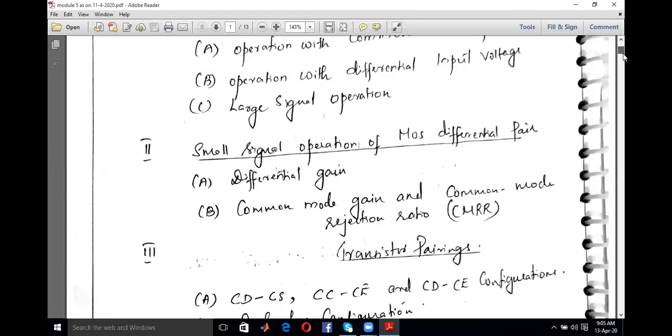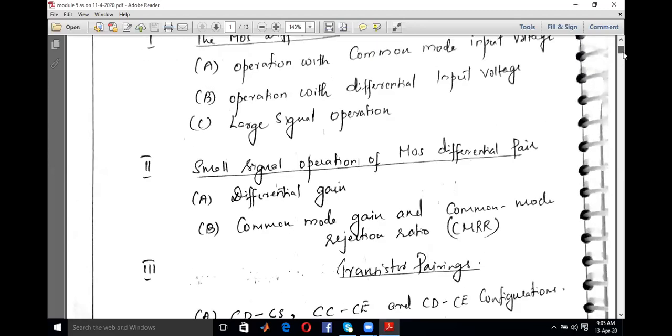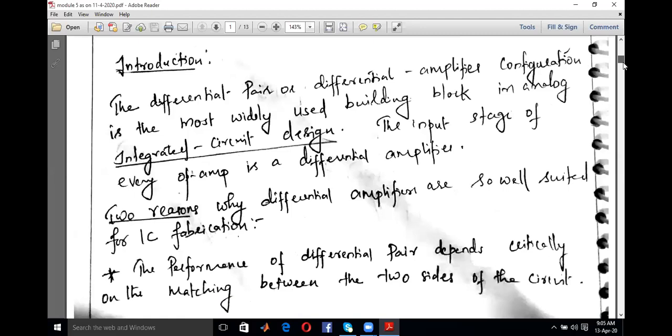First two sections will be dealing with the differential amplifiers and its small signal operations. Okay. Now, starting with the introduction.